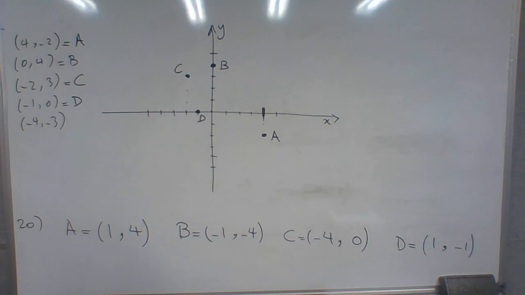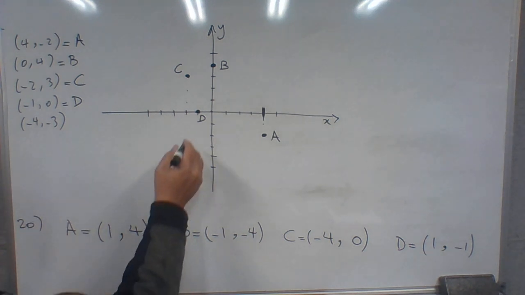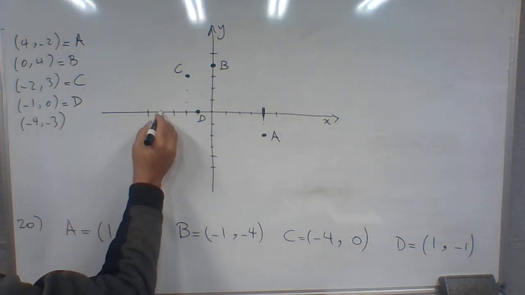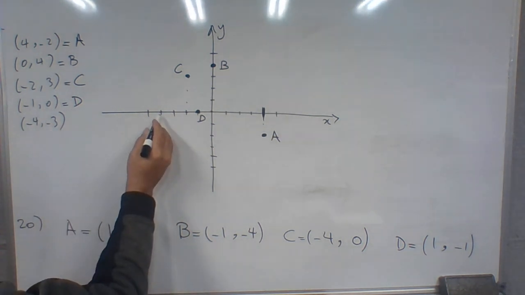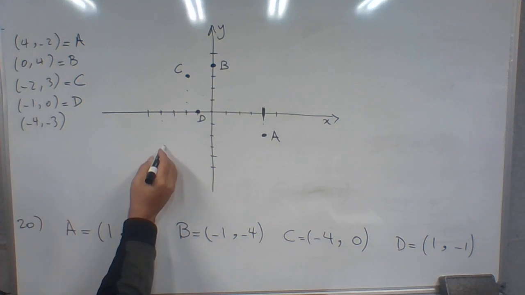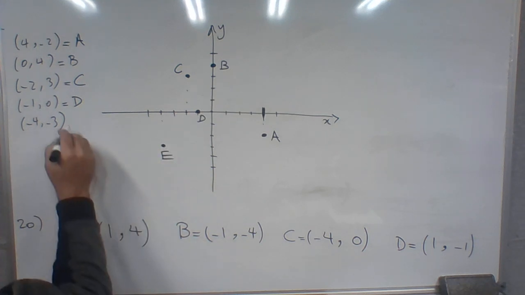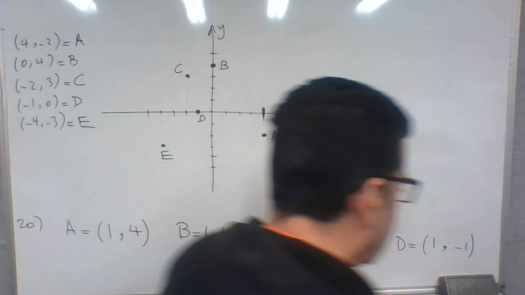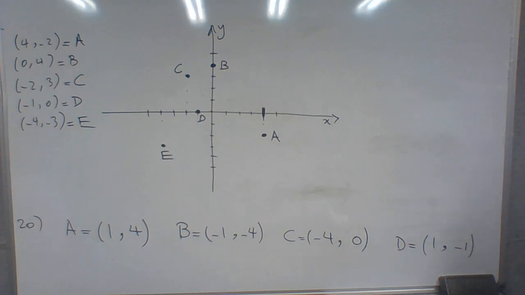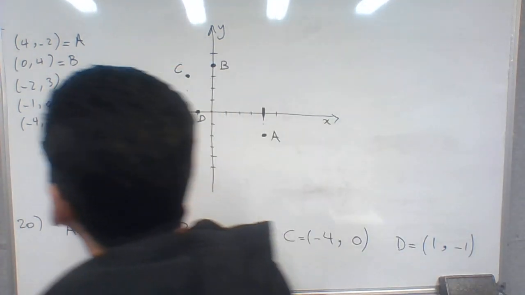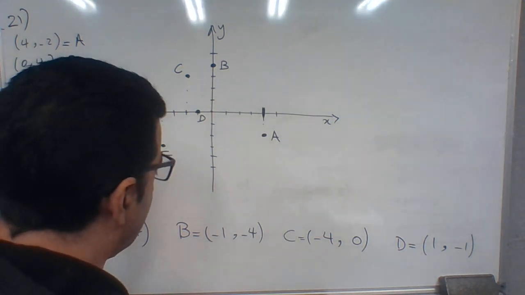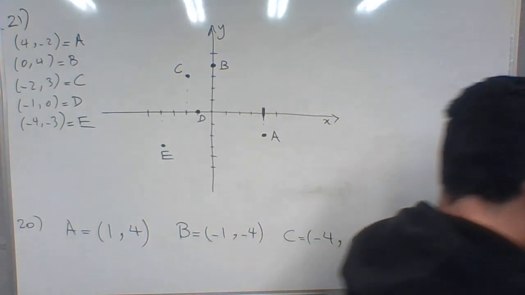-4 and -3. So 1, 2, 3, 4 means -4. And -3 means down. 1, 2, 3. So this will be the last point. Okay, that was problem number 21. Now let's go to problem number 22.